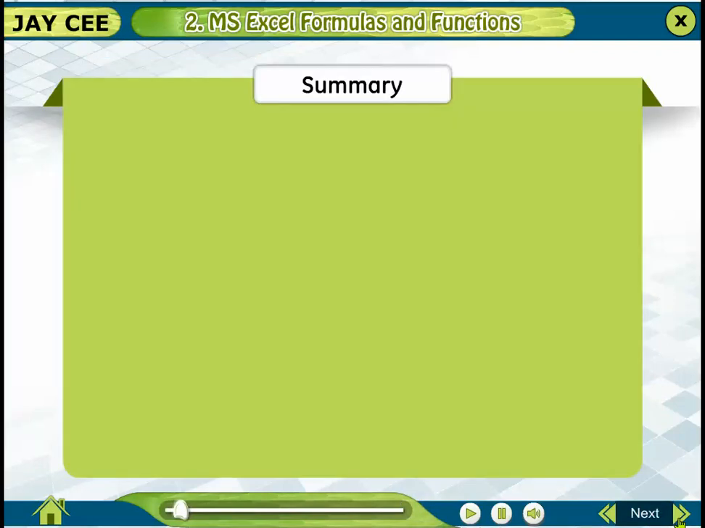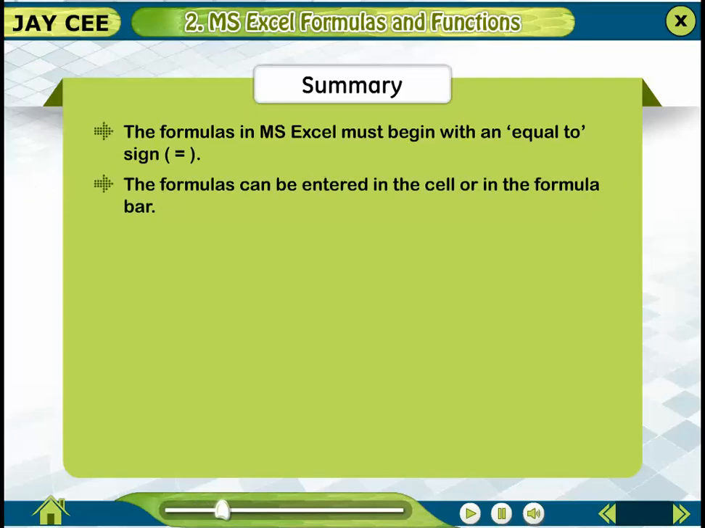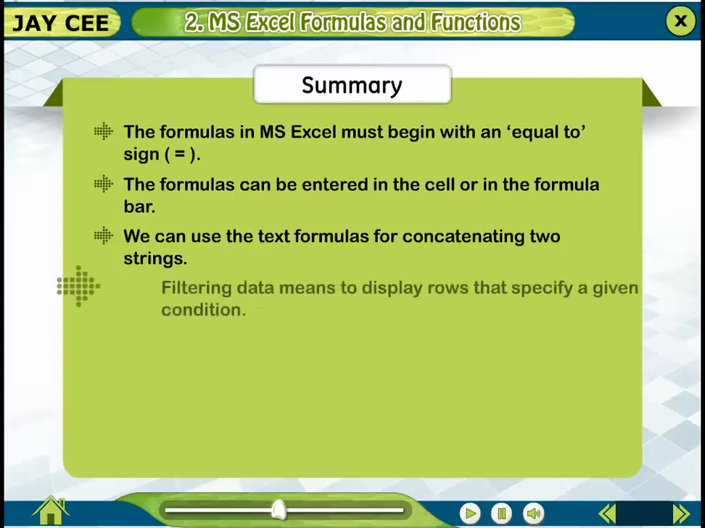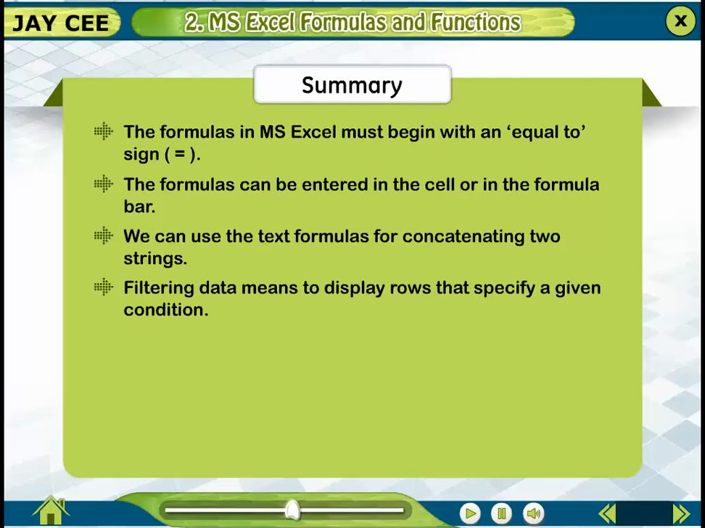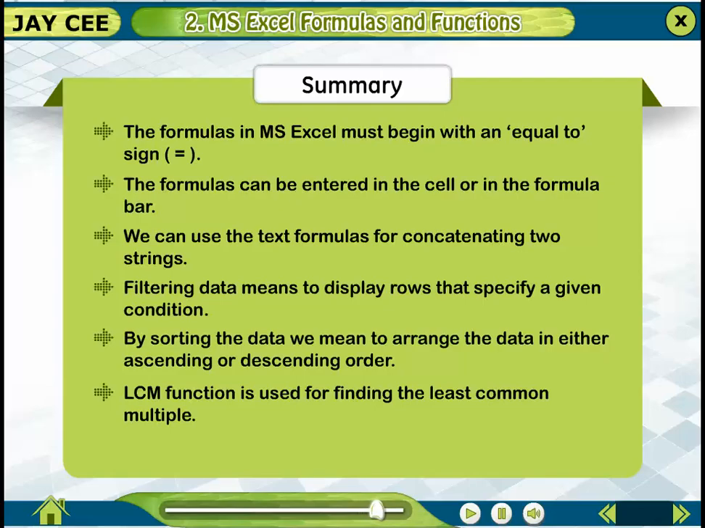Summary. The formulas in MS Excel must begin with an equal to sign. The formulas can be entered in the cell or in the formula bar. We can use the text formulas for concatenating two strings. Filtering data means to display rows that satisfy a given condition. By sorting the data, we mean to arrange the data in either ascending or descending order. The LCM function is used for finding the least common multiple.